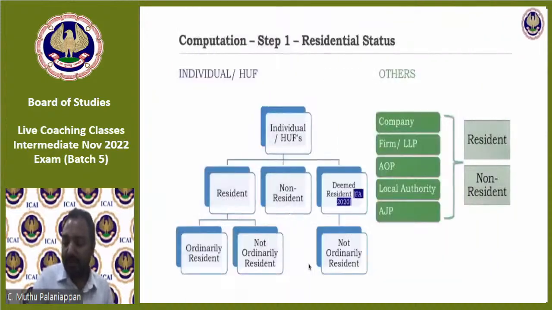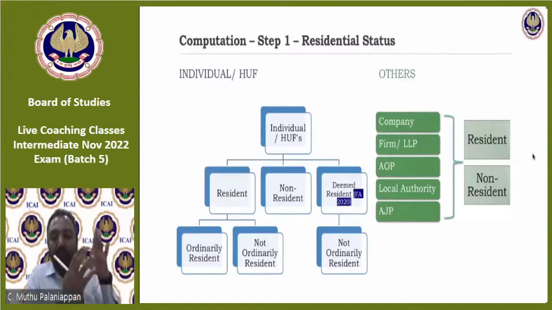We'll move on to the next head. We'll start from one by one. We said there are steps that we are talking about with respect to computation of total income. So that's what we are going to understand right now. So the first step, what did we say? Residential status. There are 4 residential statuses for individuals. That is resident and ordinary resident, resident but not ordinary resident, non-resident, and deemed to be resident.